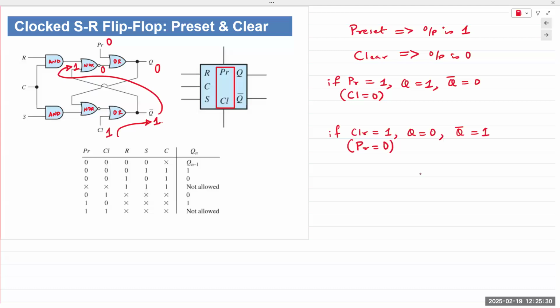Clear goes high, Q naught goes high. Q naught is fed into the NOR gate. So the output of the NOR gate goes low. If the output of the NOR gate goes low, then the output of the OR gate right here at the top would go low because preset would be 0 at that point. Let's take a pause. Wrap your mind through the circuit and let me know if you have any questions.